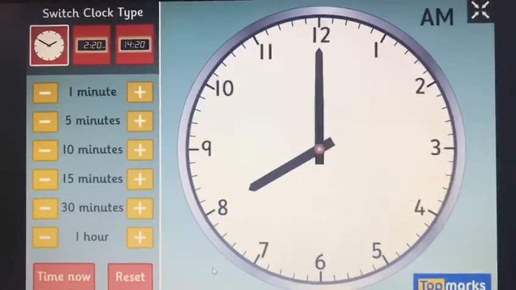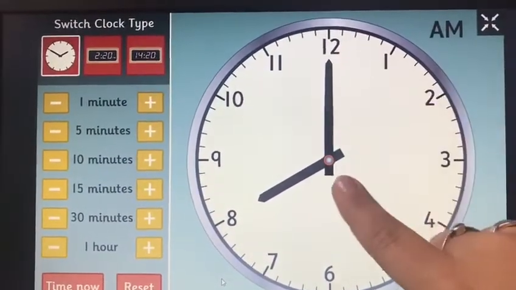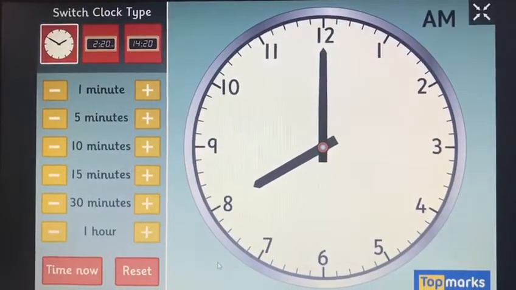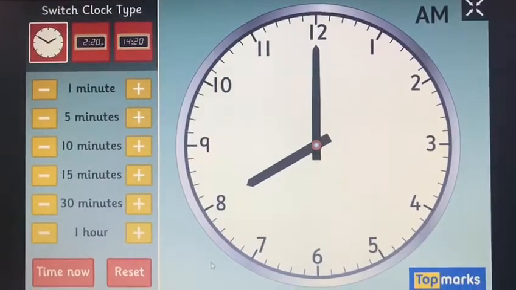So if the big hand is on the 12, which means it's on the hour, and the small hand is on the 8, what time do you think it is? If you said 8 o'clock, you are absolutely right.